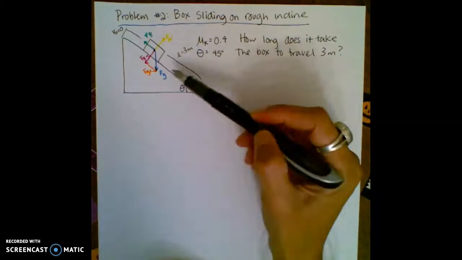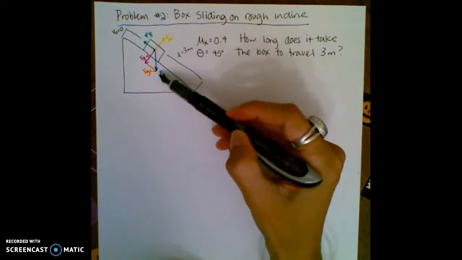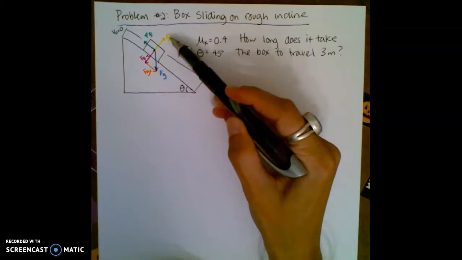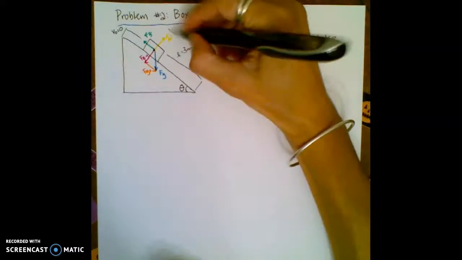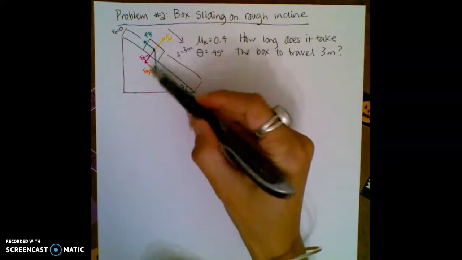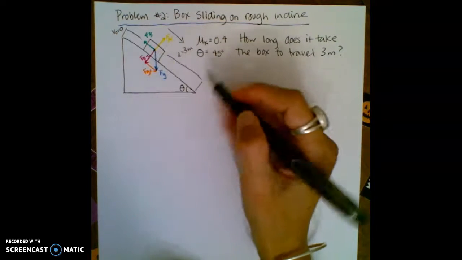And I've drawn the free body diagram. So I've got the weight pointing straight down, the normal force perpendicular, friction pointing up the incline because the box is going to slide down the incline. And then I have the components FGX and FGY of the weight.